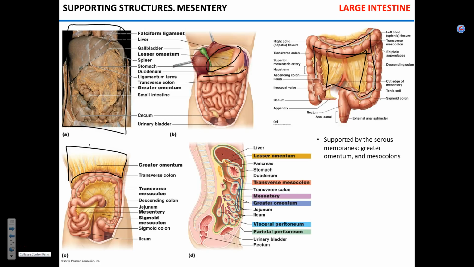And various mesocolons. The transverse mesocolon connects the transverse colon and parts of the small intestine. Sigmoid mesocolon attaches the sigmoid colon to the small intestine and parts of the large one. Does that make sense? Now, this is a great illustration of what it means to be retroperitoneal and intraperitoneal. You can see how the duodenum is retroperitoneal. Okay, does that make sense?